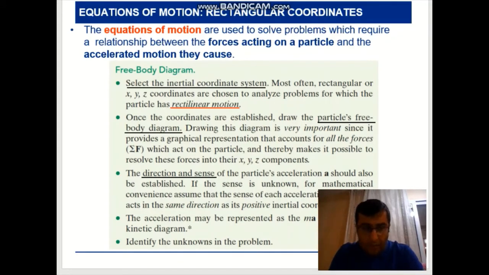So if we want to solve the equation of motion in any coordinates, I just wrote rectangular coordinates here, but in any coordinates we should follow certain rules. First of all, we need to select an inertial coordinate system. Which coordinate system are we going to use? Rectangular, curvilinear, polar, or cylindrical coordinates. We need to decide which coordinate system we are going to use. First, we need to select it.